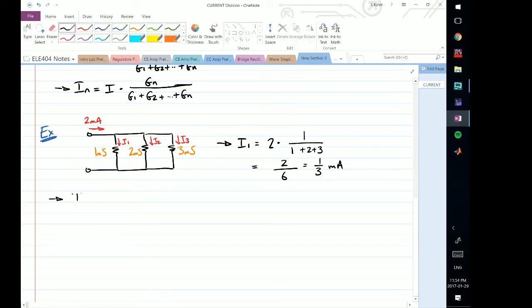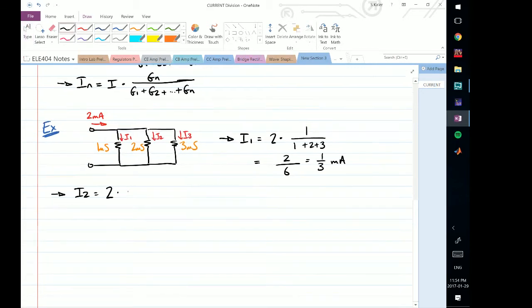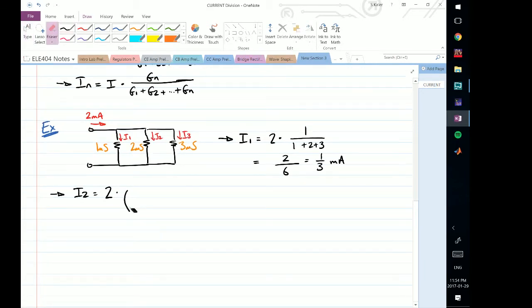Now let's take a look at I2. I2 is going to equal 2 times G2. So now the conductance G2 is 2. So I can write this as 2 over 1 plus 2 plus 3. Now in this case, I'll have 4 in the top and I will have 6 at the bottom, and this will become 2/3 milliamps.